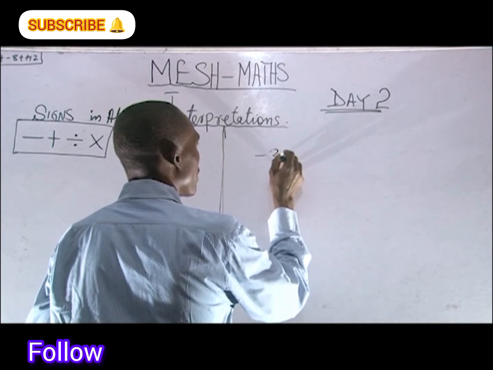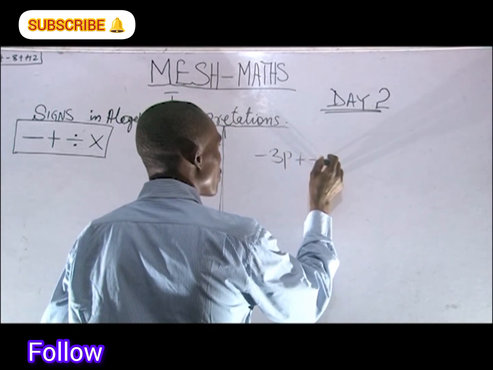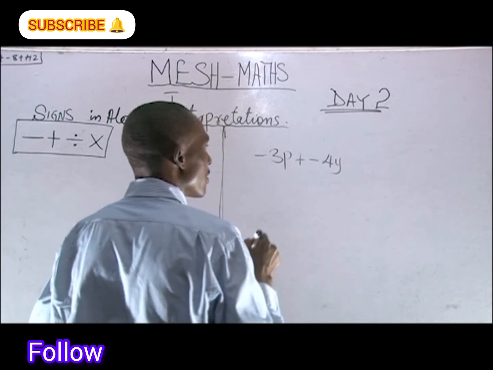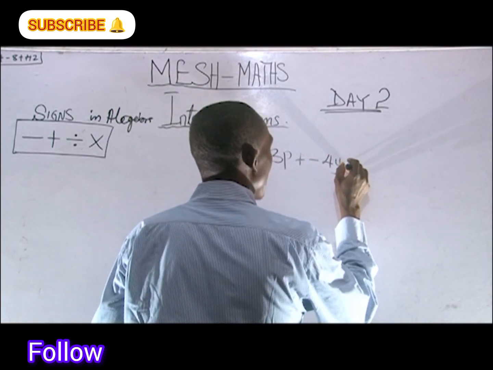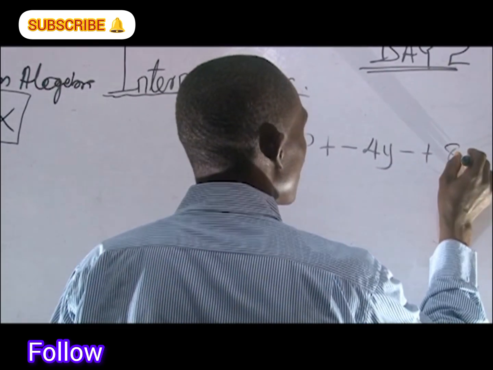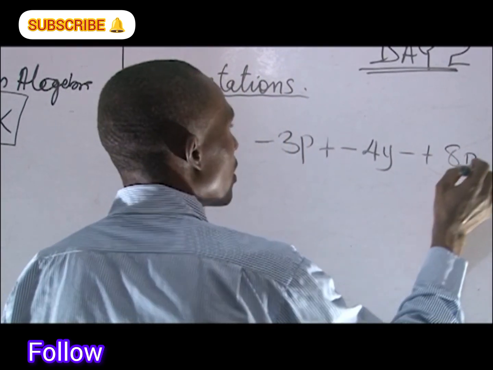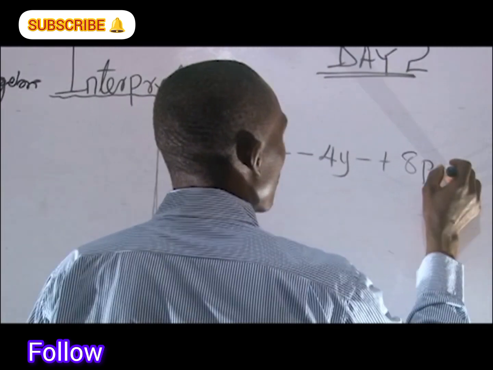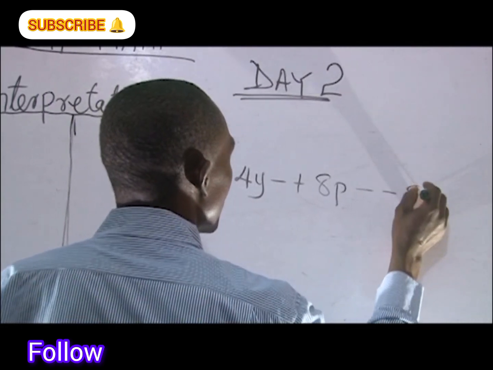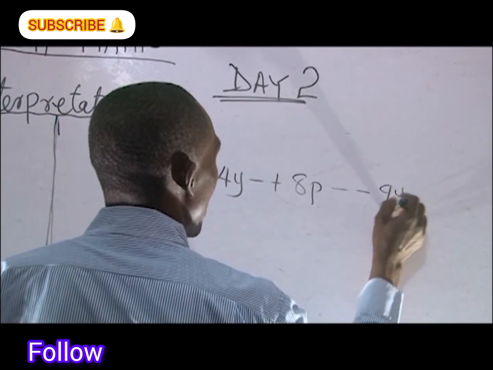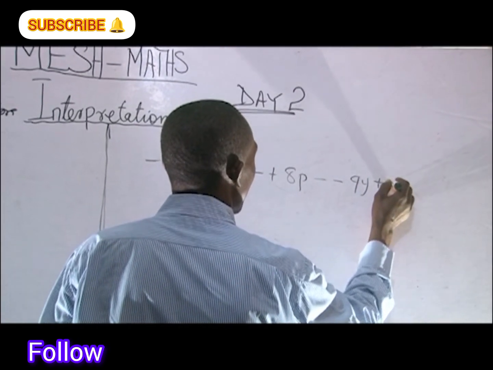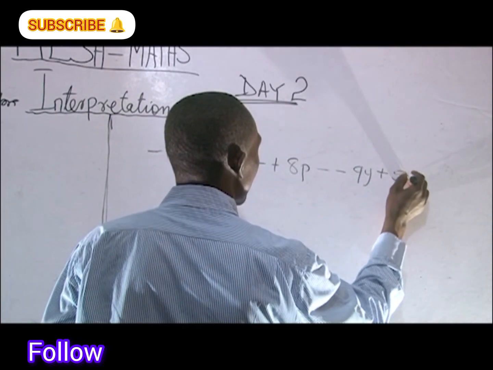Minus 3P plus minus 4Y. Okay? Minus plus 8P minus 9Y plus 5P.